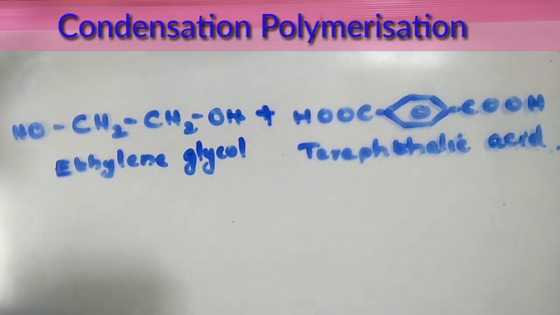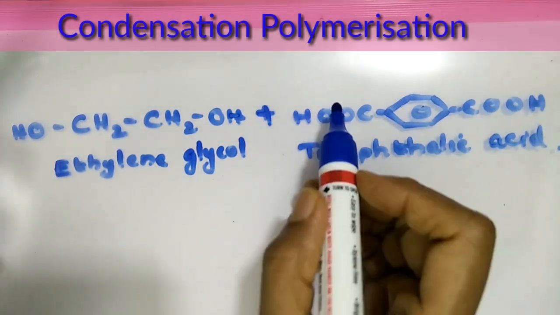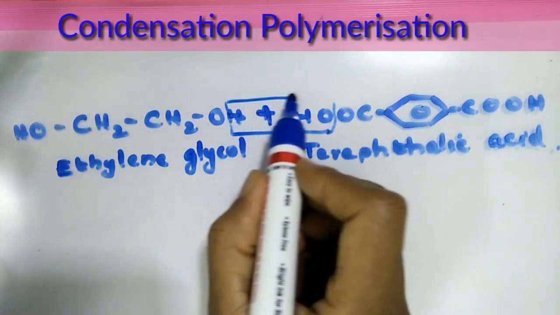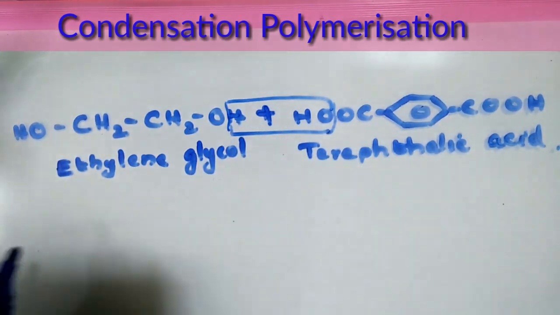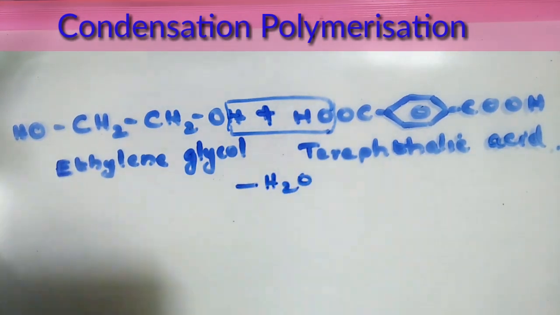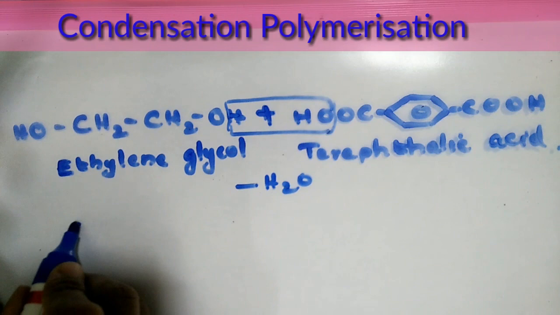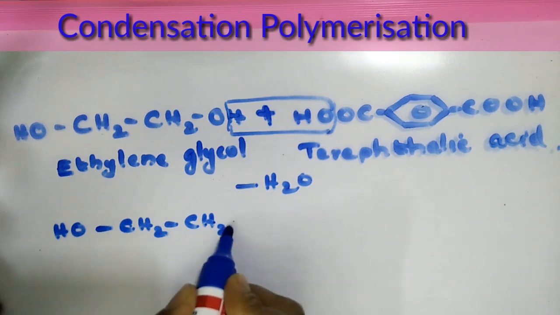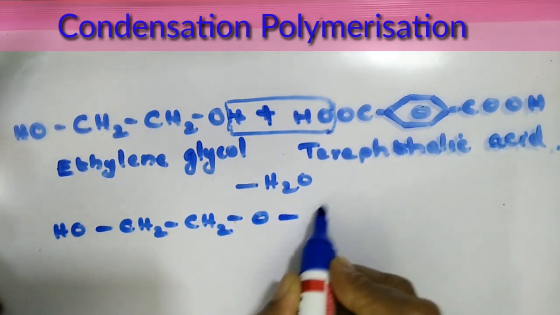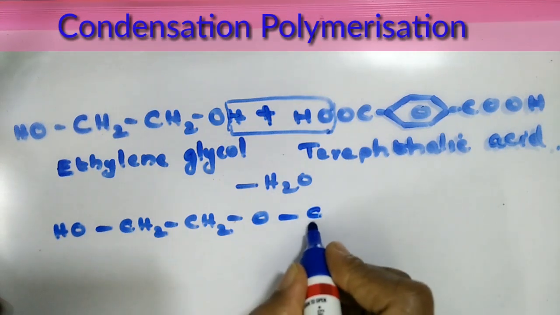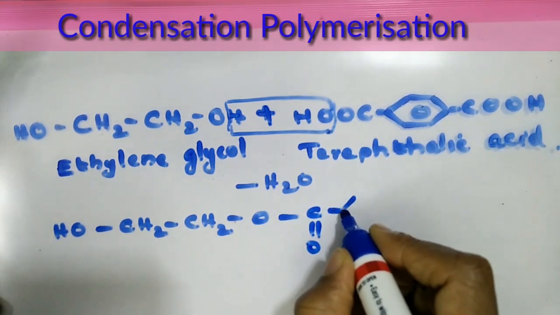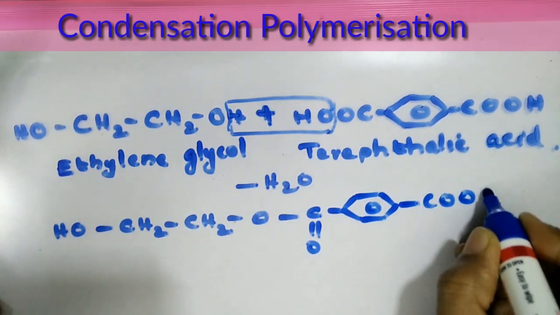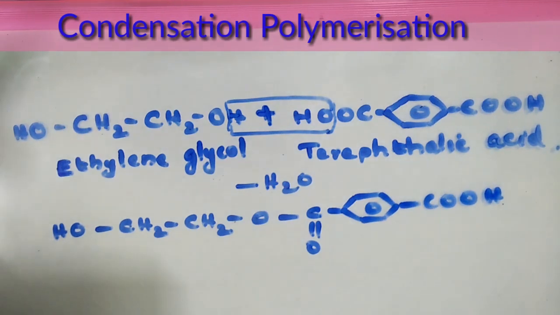And here a condensation reaction is taking place. How does it happen? Here OH from this carboxylic group and H from this glycol are eliminated when they combine together. So elimination of a water molecule takes place and you are getting HO-CH2-CH2-O-C(=O)-...-COOH. You are getting this as the product.